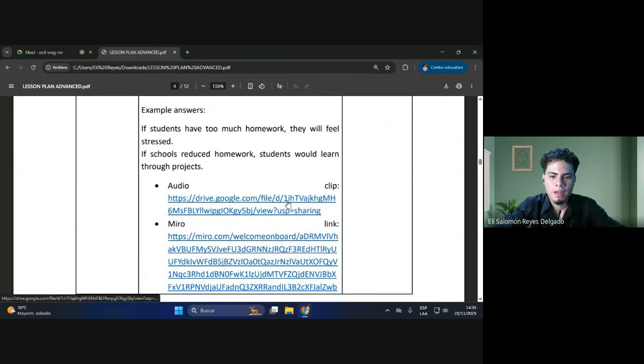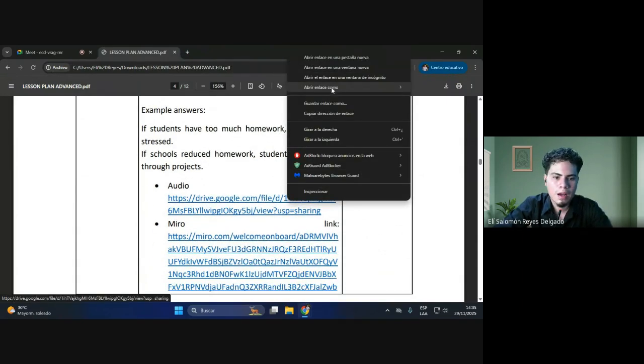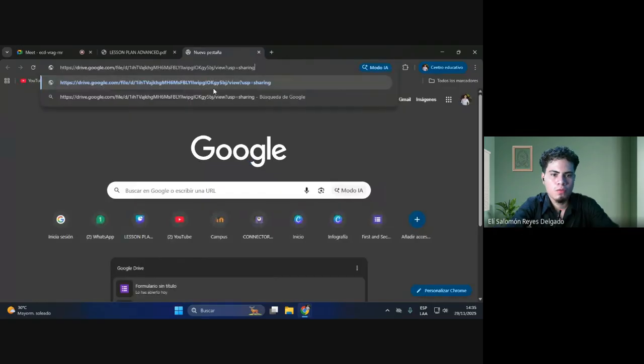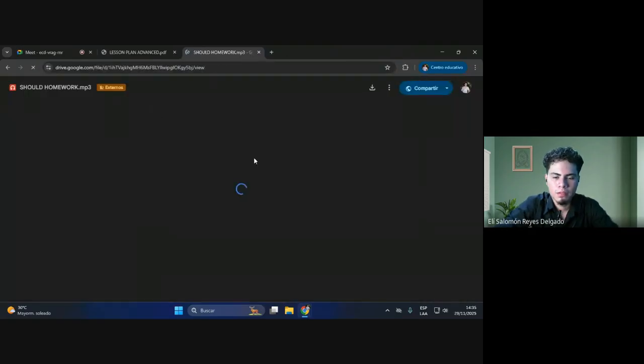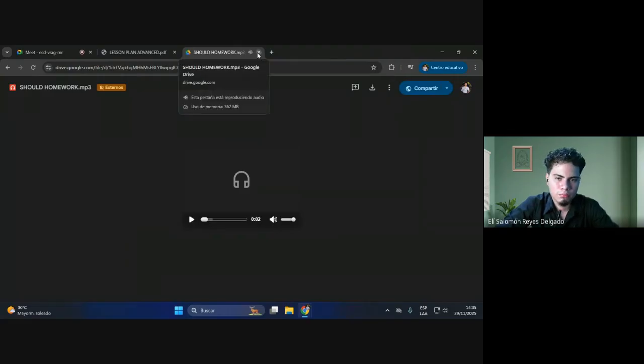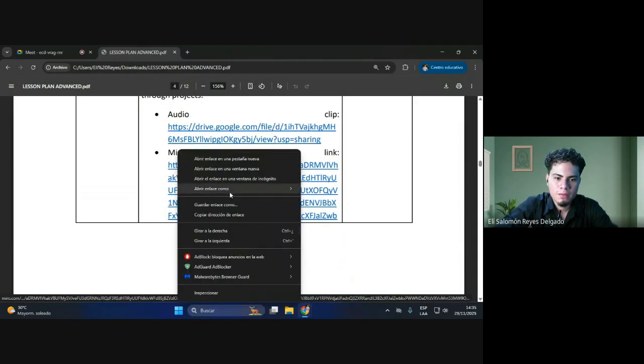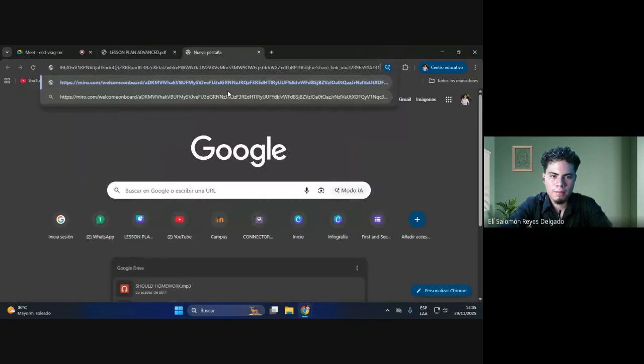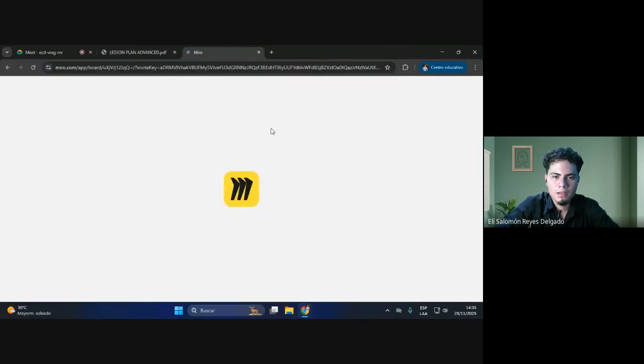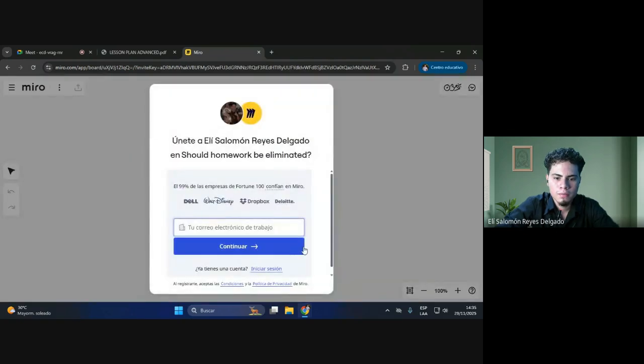Those are examples. And here we have the audio clip link that I have uploaded to Drive. So here we have the audio clip, and you can play it, and we are going to listen to the audio. On the other hand, we have the Miro platform link. This is another online board where the students can write the first and second conditional sentences.